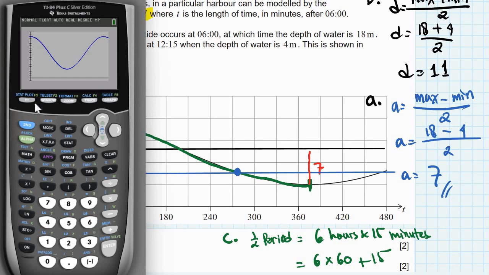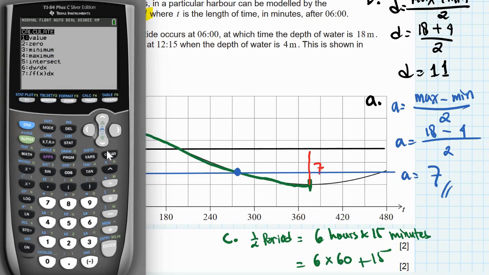Yeah, we need one more graph, which is y2 equals 6. And then let's graph this. Now what we need to find is the intersection here. This is the first time that the water dropped below 6. Okay, that point.